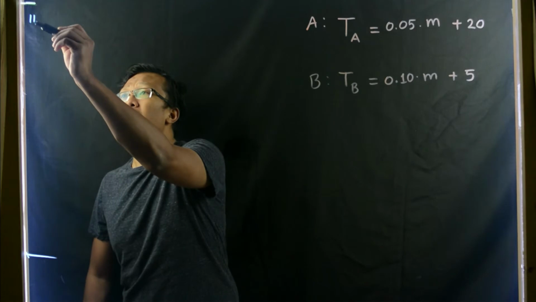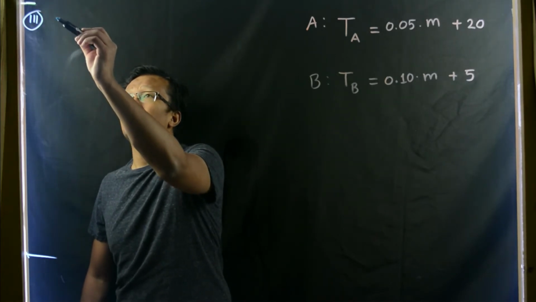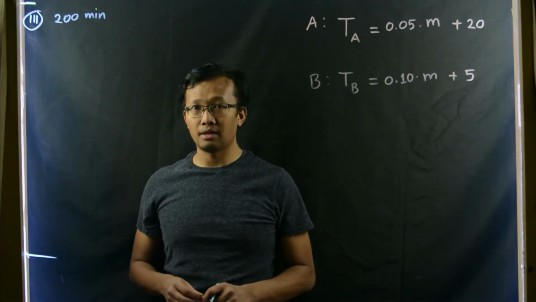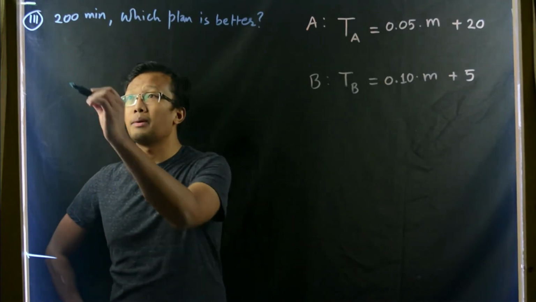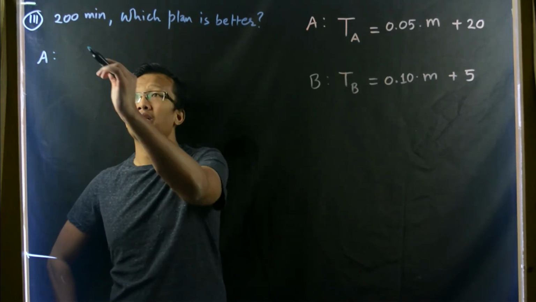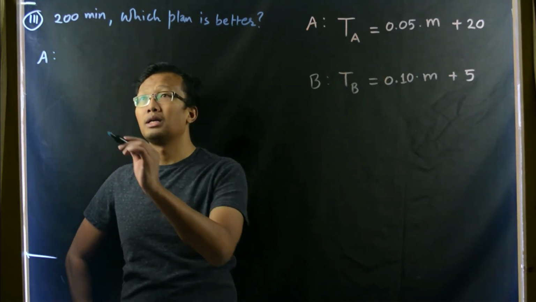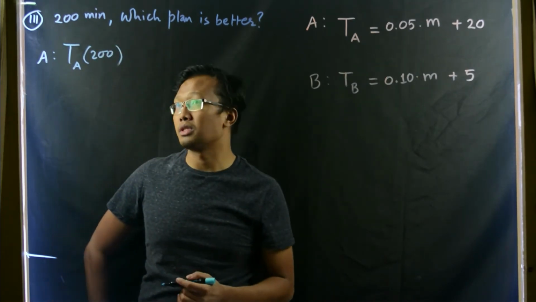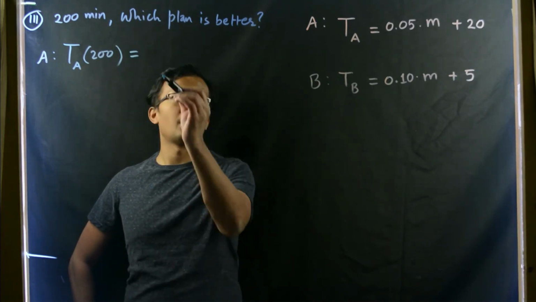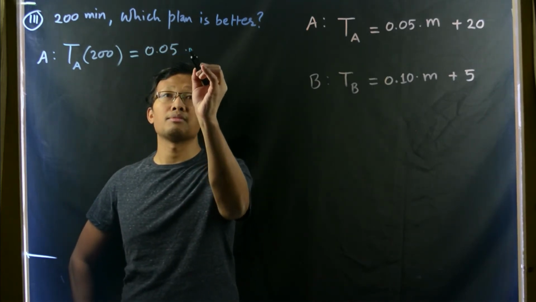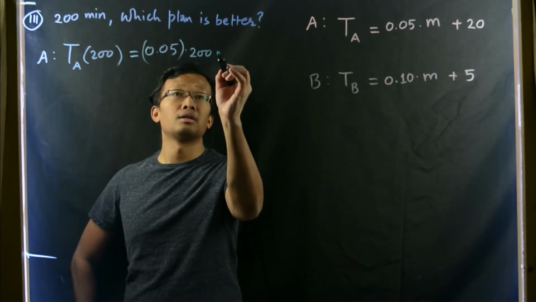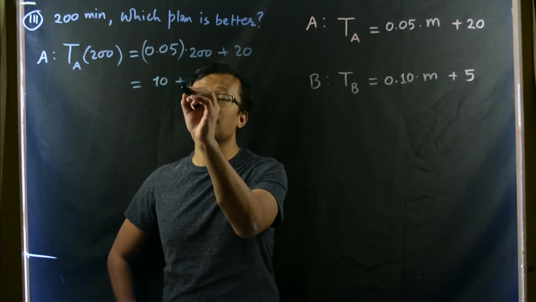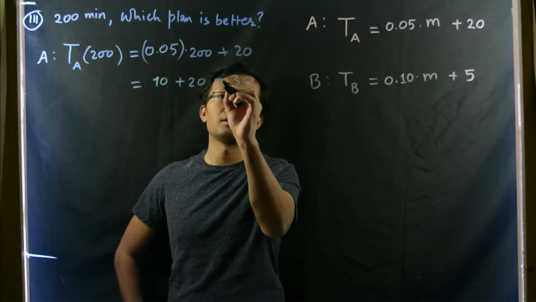Now the third question says that if a person calls for 200 minutes, then which would be the best plan for that person? If we go by plan A, then let us plug in 200 minutes for M. Then that would be TA(200). You don't have to write this notation, but it's fun. So that would be 0.05 times 200 plus 20. 0.05 times 200 is 10, plus 20 equals $30 per month.